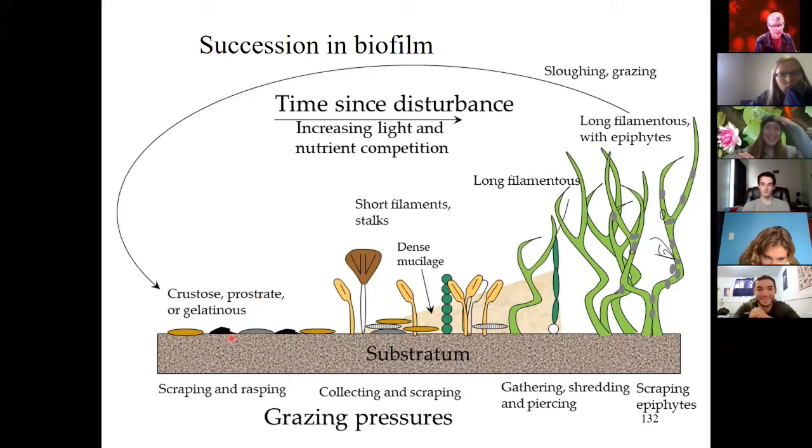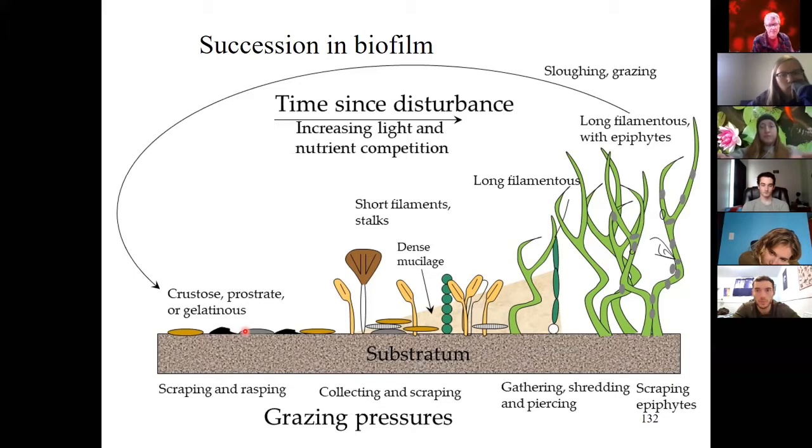So early on in succession, you have these scraping and rasping grazers that have to scoop stuff really closely off, and everything's tightly appressed to the surface. So this could be right after a flood or in an area that has a lot of disturbance, right?